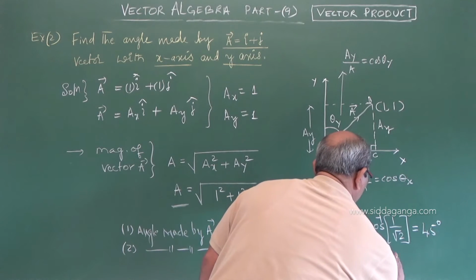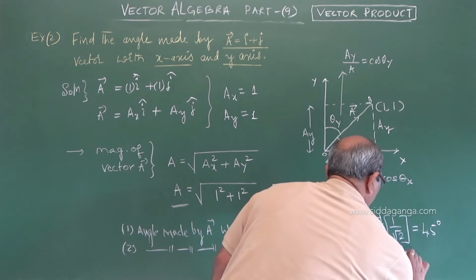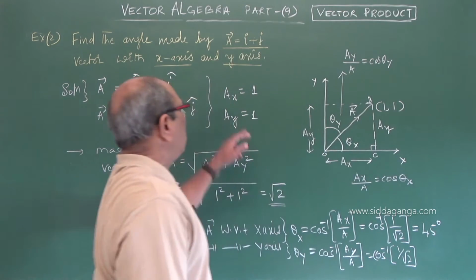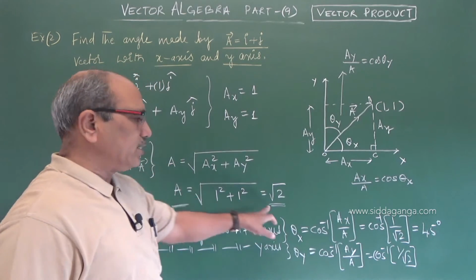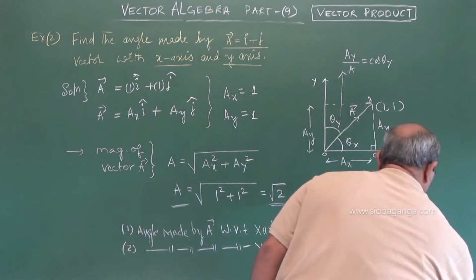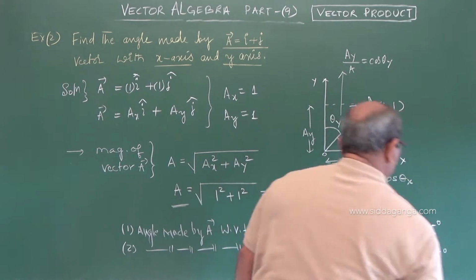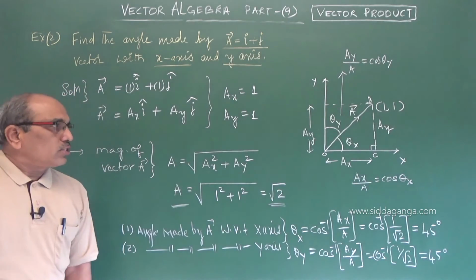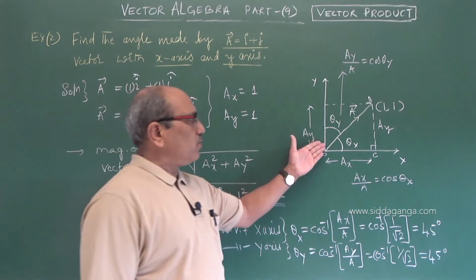That again becomes equal to 1 by root 2. Because ay is 1, a is root 2. The final answer we get is 45 degrees. So we got the given component.